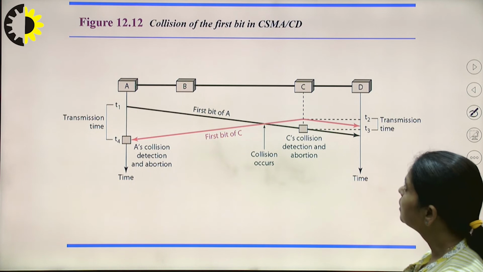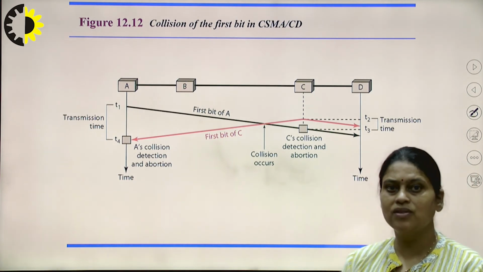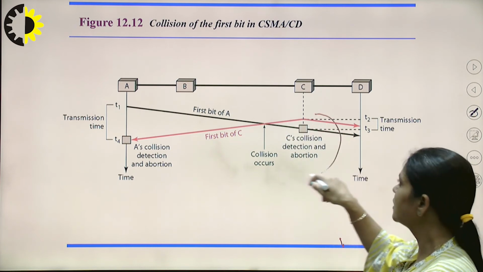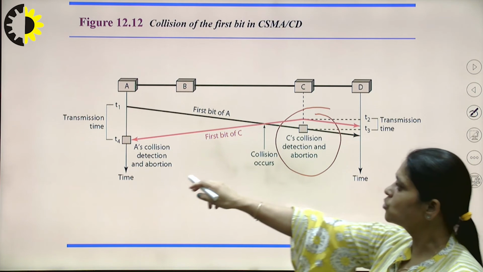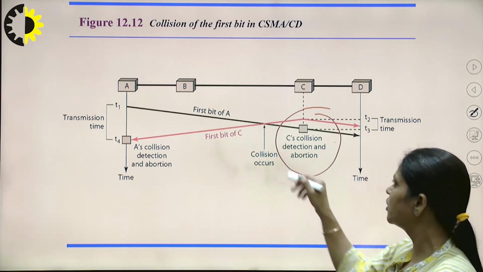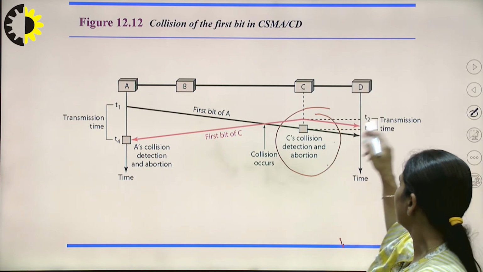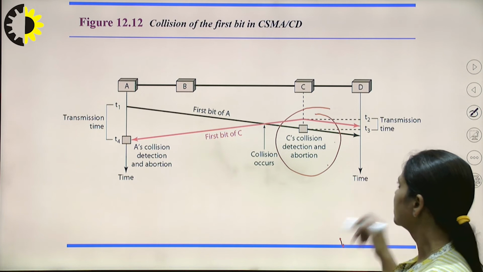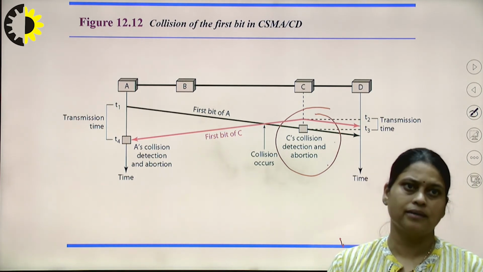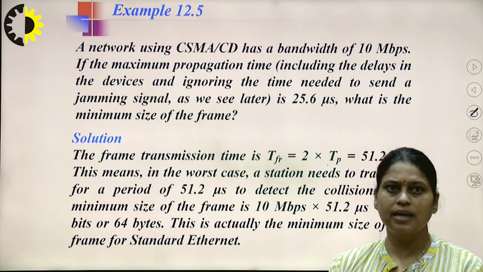This is an example of collision with the help of CSMA with CD. This is the point in time where the collision occurs. A's collision is detected and aborted. First bit of A, first bit of C, collision detection and abortion. Then in this meantime, no station will send the data. This is CSMA with CD, and this is an example of it.